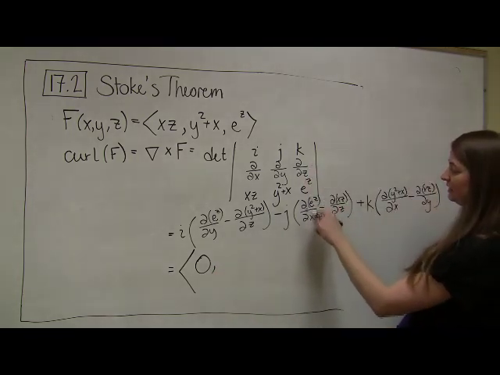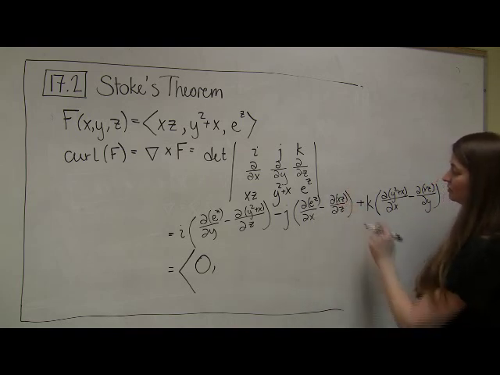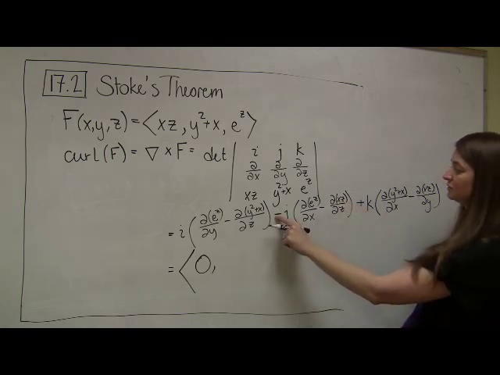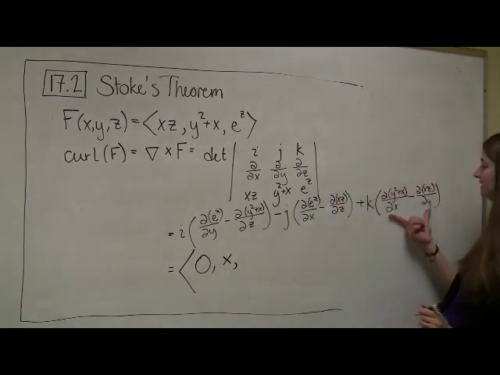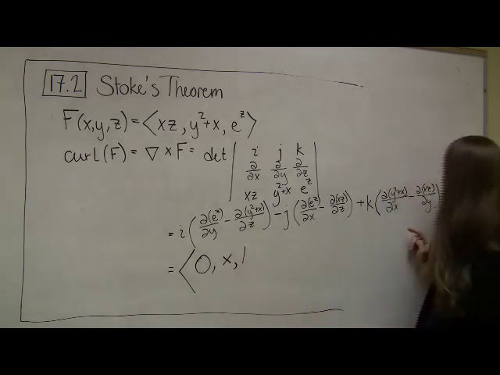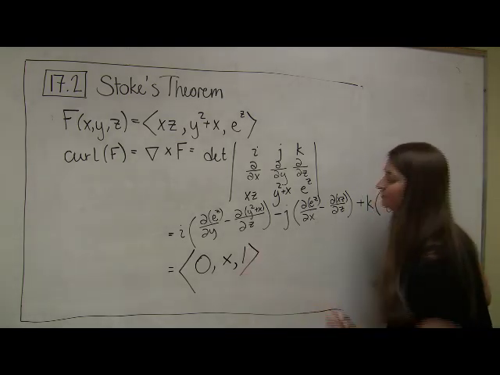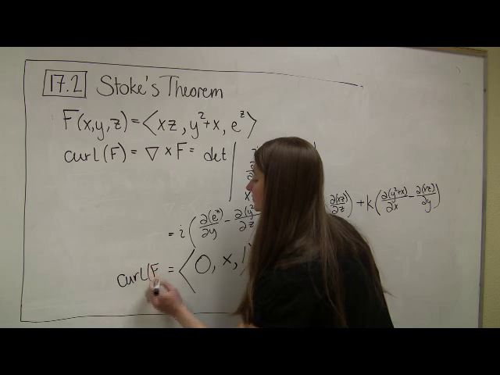My partial derivative of e to the z with respect to x is also 0. But look, here this one isn't. The partial derivative of xz with respect to z, we treat x as a constant, and that's going to be x. So I'm subtracting a negative x, and I end up with positive x. And then finally, I see that my partial derivative of y squared plus x with respect to x is 1. And then I subtract out my partial derivative of xz with respect to y, which is just 0. And we're done. So this is representing the curl of our f function.